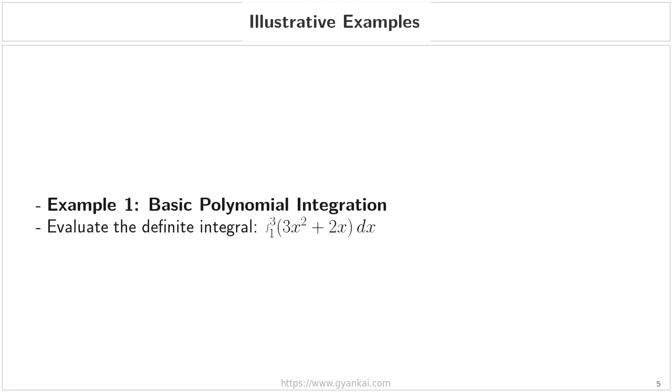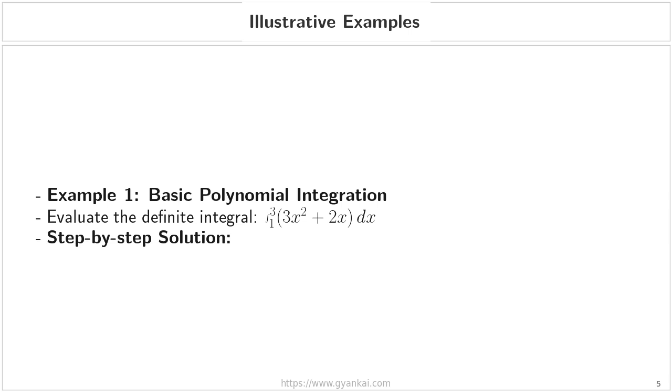We're asked to evaluate the definite integral of 3x squared plus 2x, with the limits of integration being from 1 to 3. Remember, evaluating a definite integral means finding the numerical value of the area under the curve of the function between those specified limits.